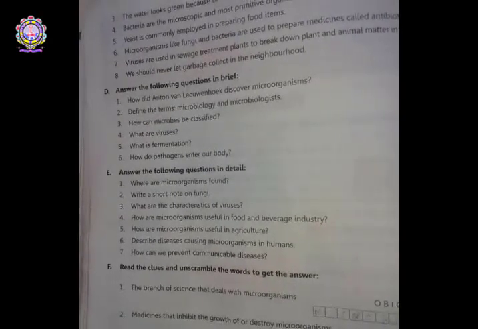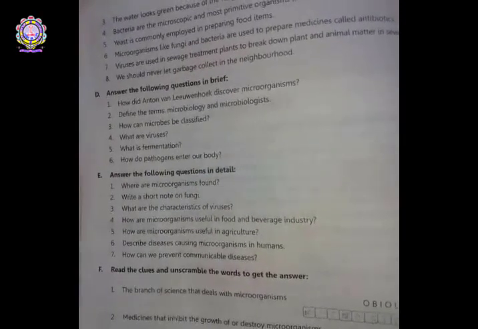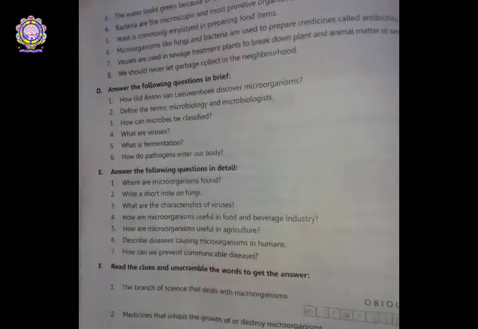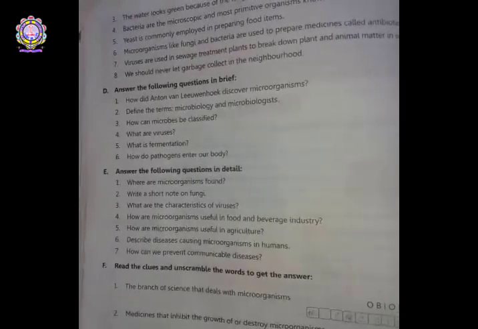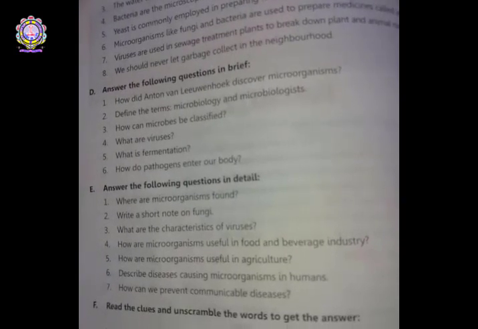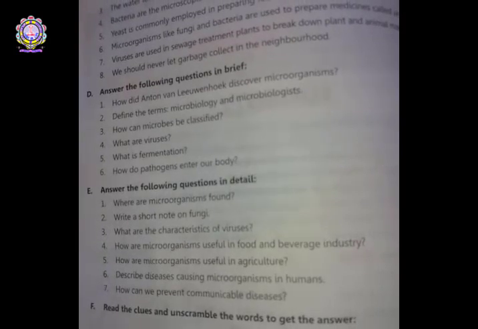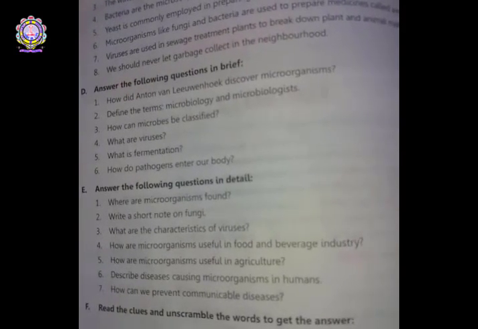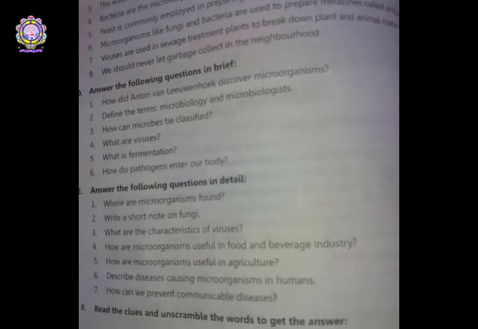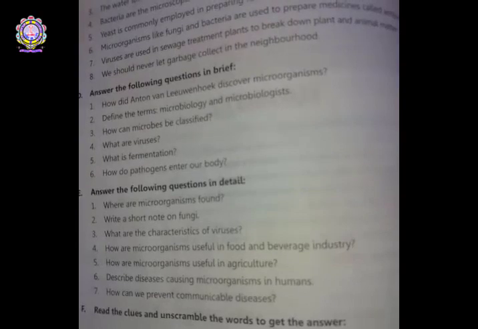Next is: how do pathogens enter our bodies? Pathogens enter our body through the air we breathe, the water we drink, and the food we eat. So pathogens enter our body through contaminated water, contaminated food, and contaminated air.